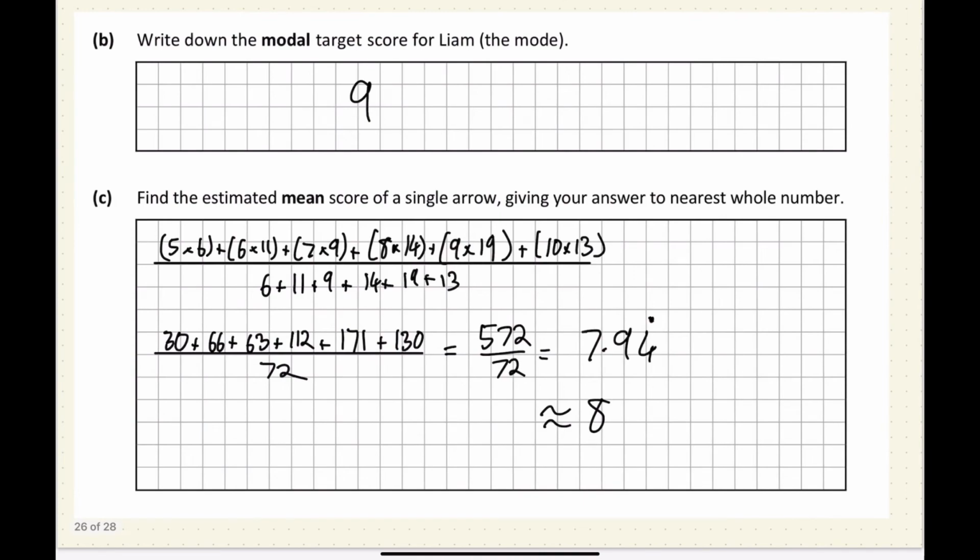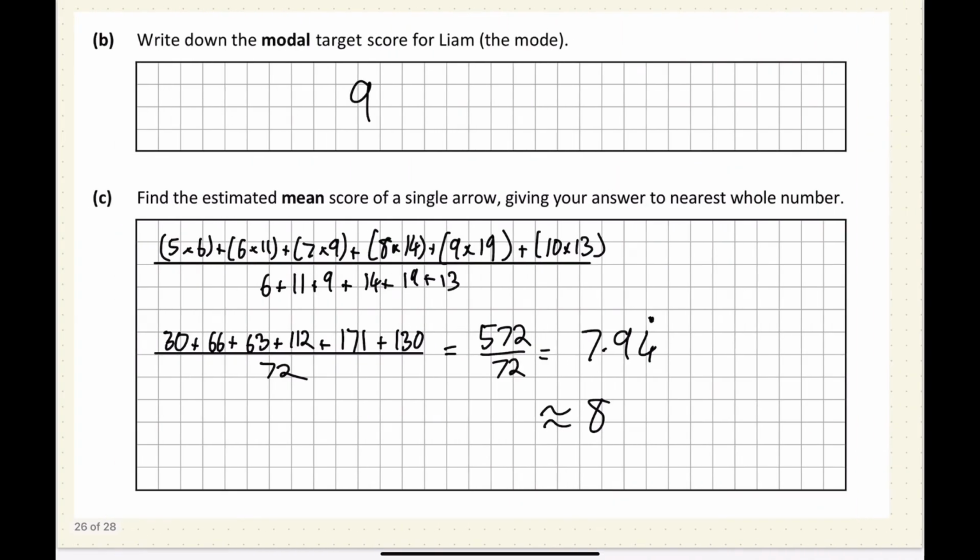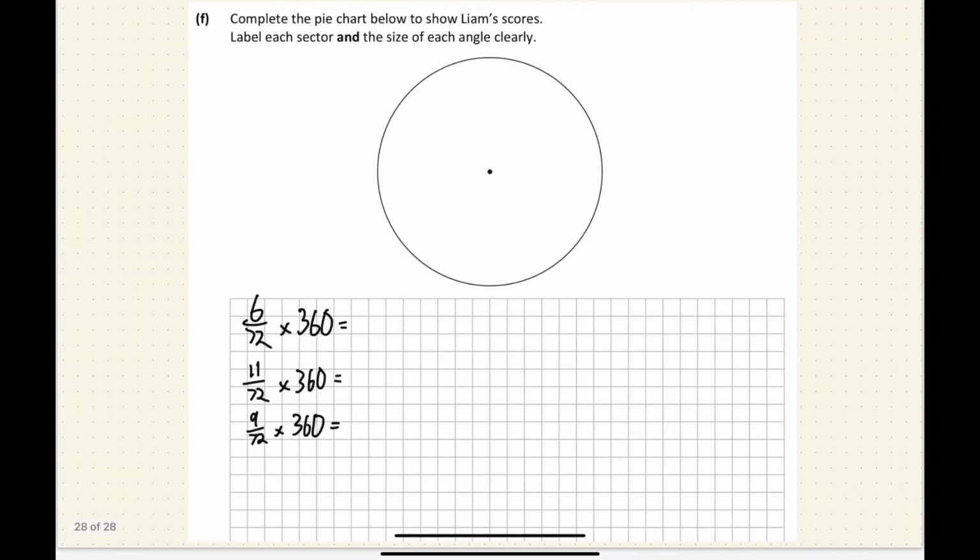The next one was 7, and he hit that 9 times, so 9 divided by 72 multiplied by 360. The next one was 8, and he hit that 14 times, so 14 out of 72 multiplied by 360. And then he hit 9 nineteen times out of 72 multiplied by 360. And the last one was 10, he hit that 13 times out of his 72 arrows multiplied by 360. So this is just a bit of grunt work.